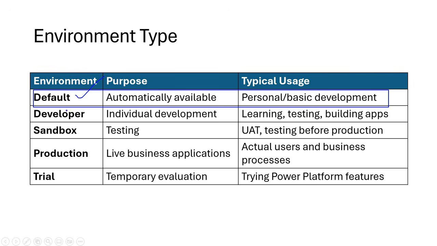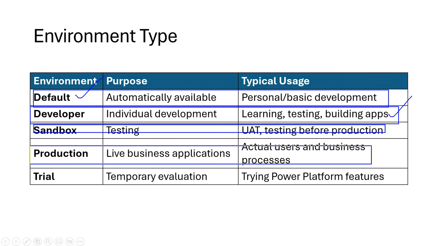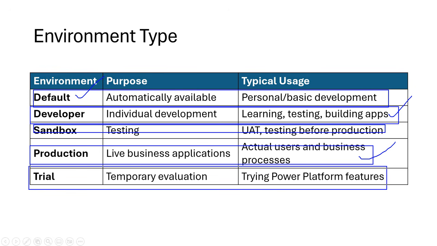If you are going to do some learning, or if you are going to test some application, you are going to build some application by yourself, then we can go for developer. Sandbox is just for UAT, testing purpose. Sandbox is used for the UAT testing purpose. Production is for the live business application, active user and business process. I believe you have to go for this. The production, live business application, actual user and business thing. This one is once again the trial, that temporary environment.